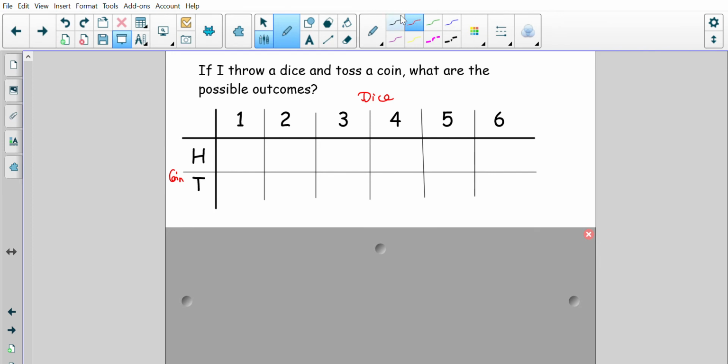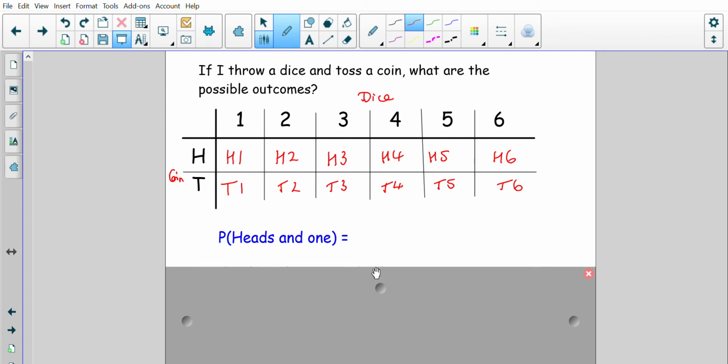In this square of my table, I could get a head on my coin and a 1 on my dice. Here, a head on my coin and a 2 on my dice, and so on. This top row, because I'm reading across from the heads, is all going to be heads. So a head and a 3, a head and a 4, a head and a 5, and a head and a 6. The bottom row is the tails. I could get a tail and a 1, tail and 2, tail and 3, tail and 4, tail and 5, and tail and 6. So all the possible outcomes from throwing a dice and a coin.